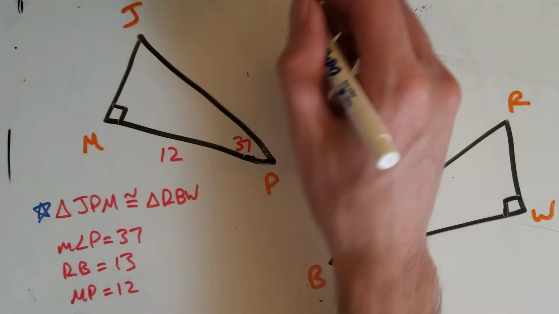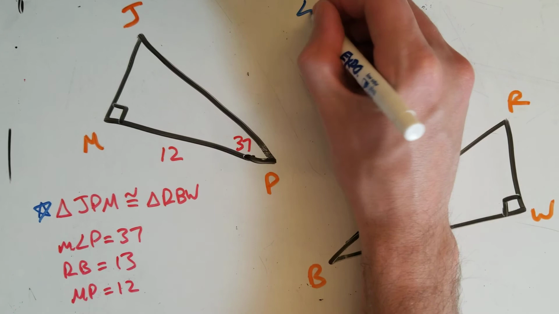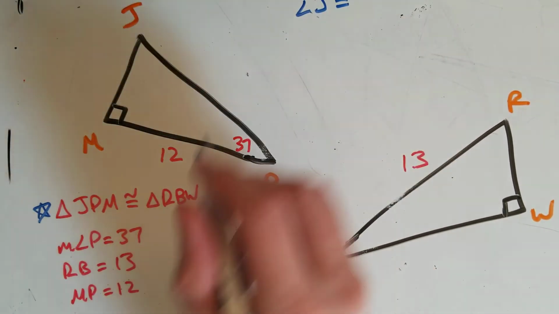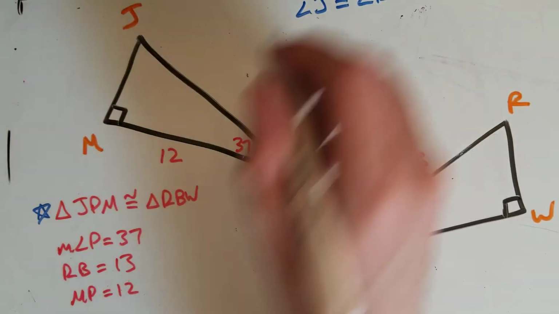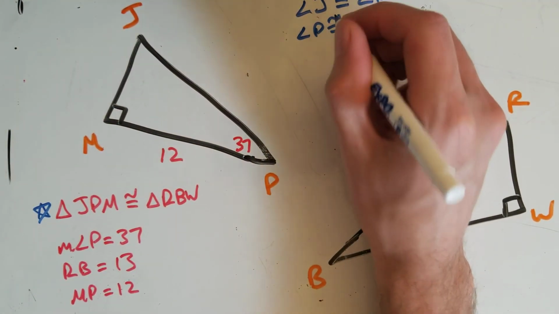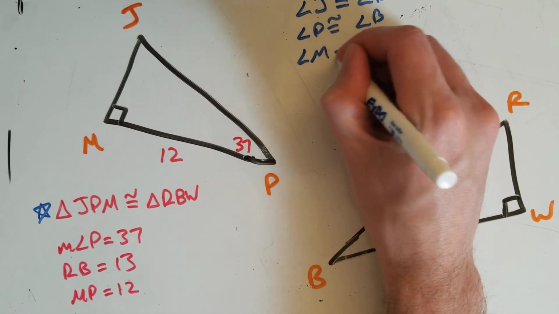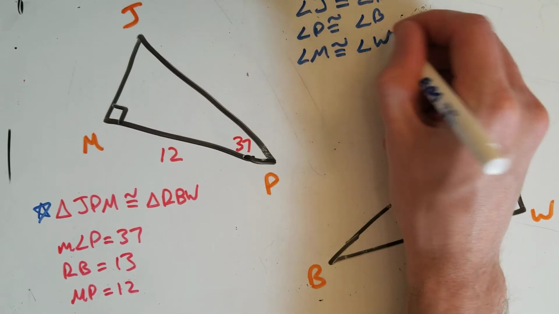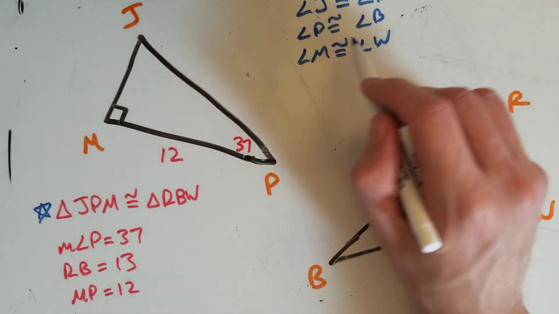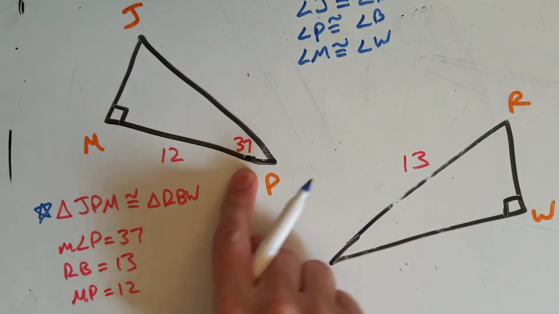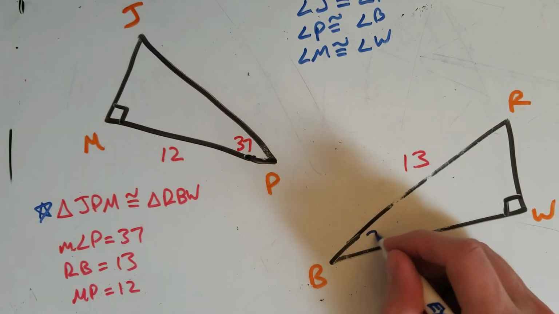From that congruent statement, we know, we'll just start with J. Angle J is going to go with angle R. Here's your congruent statement. Angle P is going to go with angle B. And angle M is going to go with angle W. So from these congruent statements, we know P goes with B. We were given angle P here, so we know angle B is also going to be 37.